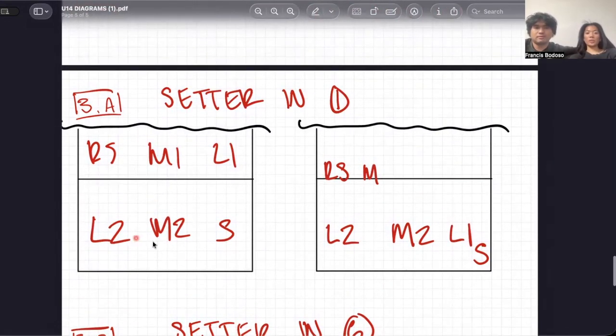Cool. So this position where our setters are in one. We're just going to go over setters in 1, 6, or 5 because those are the only three that we have. If our setter is in one, our left side is going to come back this way. And then our right side and our middle are going to stack. So it's going to look like this. My setter is behind my left side.